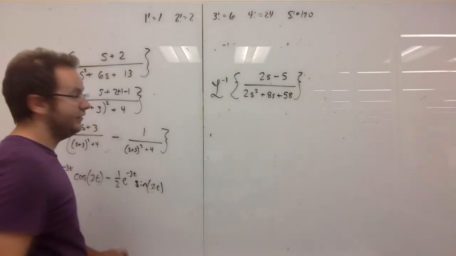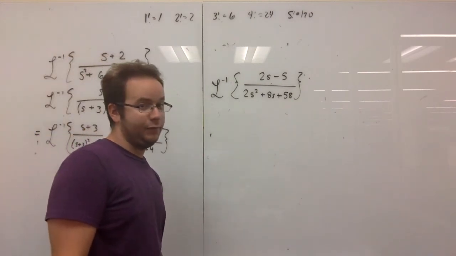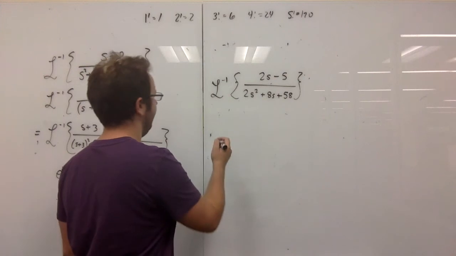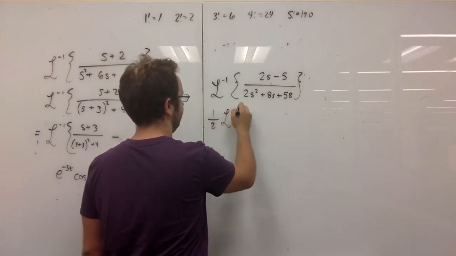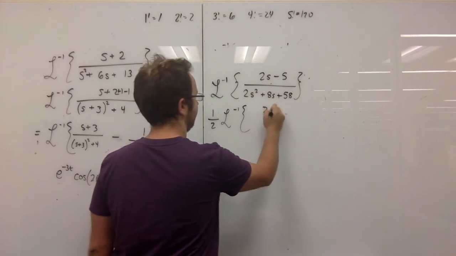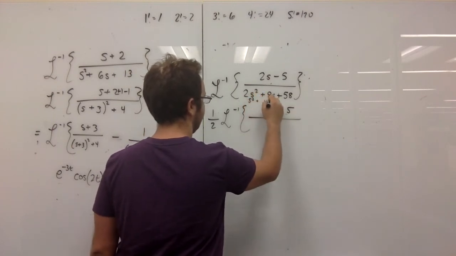Really difficult. Again, that denominator doesn't factor, so sorry about that. But the denominator does factor in that I can pull off a 2. So let's do that right off the bat, because I don't like that 2 sitting down there. Laplace inverse of 2s minus 5 over, this will become s squared plus 4s plus 29.